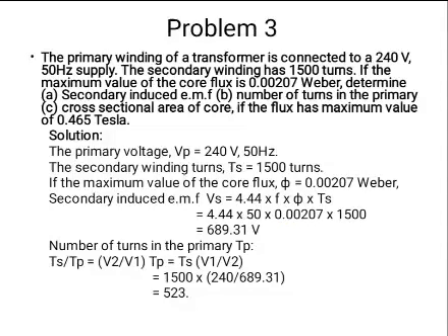The number of turns in the primary is found from the turns ratio, Ts by Tp is equal to V2 by V1. Here the unknown parameter is the primary turns, Tp. So Tp is equal to Ts into V1 by V2 as per the equation. Substituting all the values, we get the primary turns as 523.